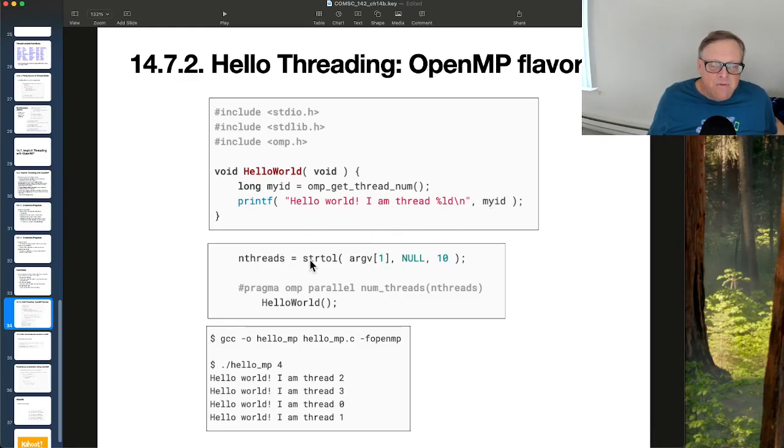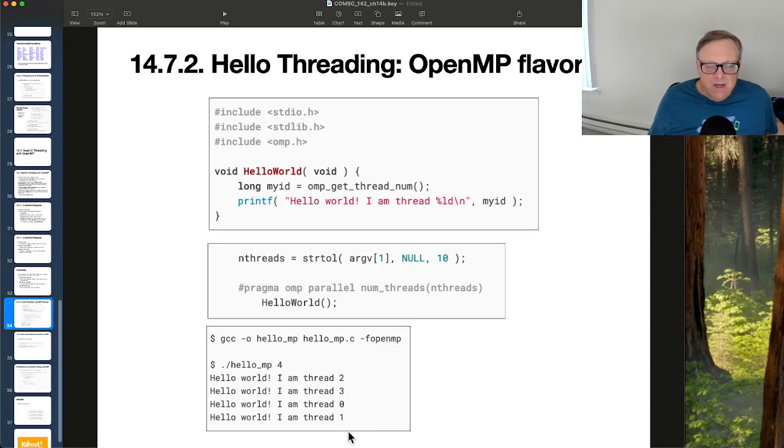And here in the main function, it will get the number of threads as a command line argument. And then it will have this pragma, omp parallel num_threads. You put the number of threads right up here. So it'll spin that many threads up and run hello world on that many threads. And so you'll see if you run it on 4, you'll get 4 threads that, of course, come through in a random order.